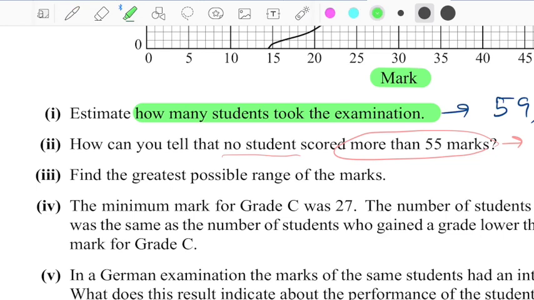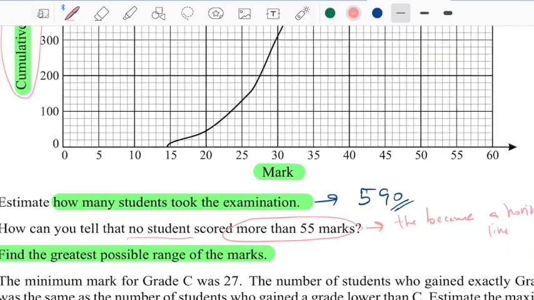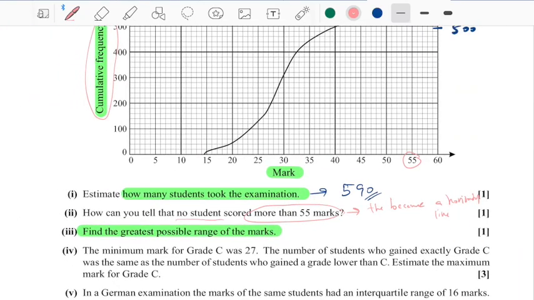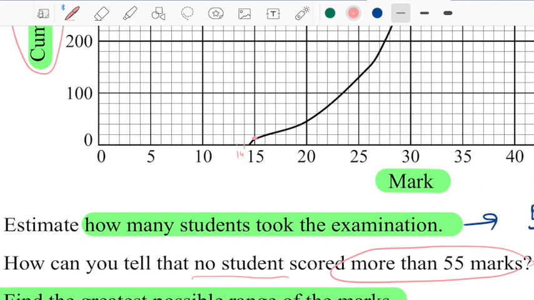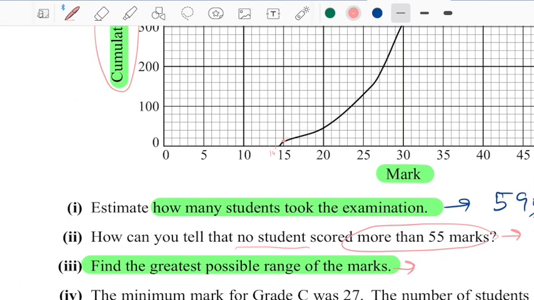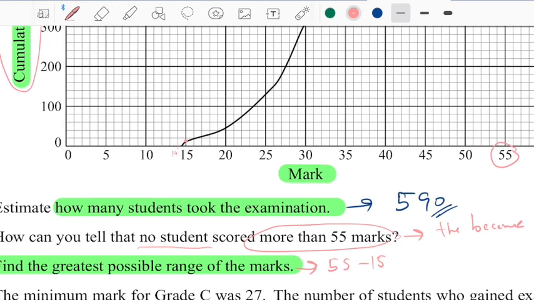Next, find the greatest possible range for the marks. I know the highest here is 55. And the lowest, as you can see here, is about 15. I will not take 14, because it did not touch. So range is max minus min, right? So you get 40. This is the range of your data.